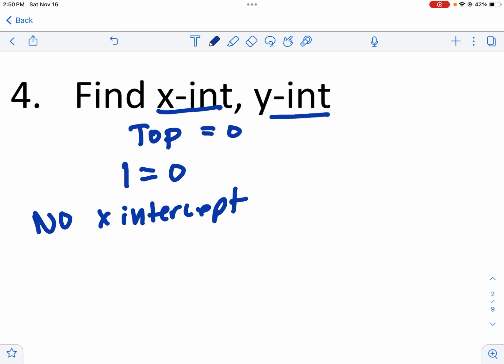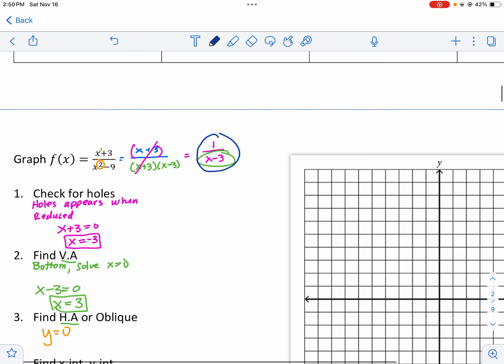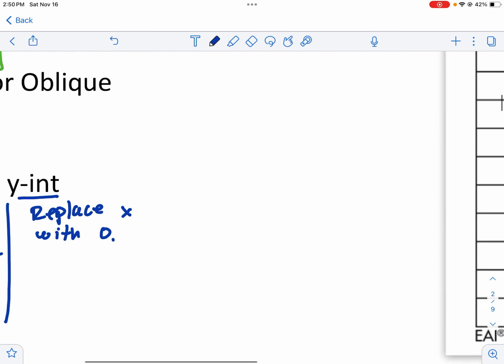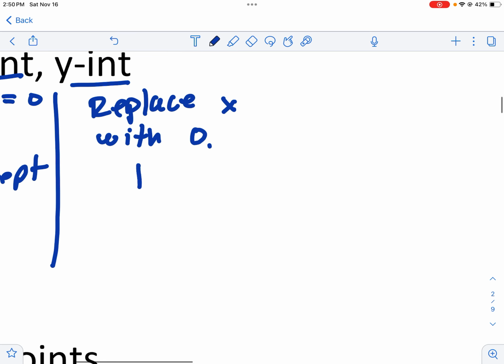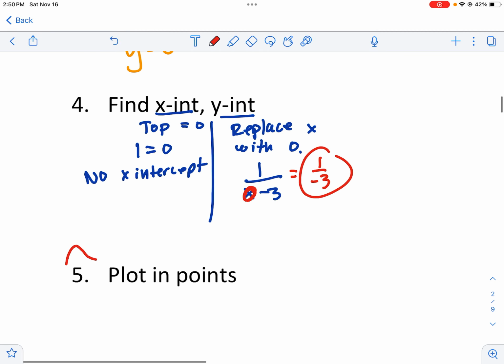Y-intercept is when you replace x with 0. So I have 1 over x minus 3, and then I replace x with 0, and I get 1 over negative 3. That is my y-intercept. We'll do this one in a bit. So let's plug it in.